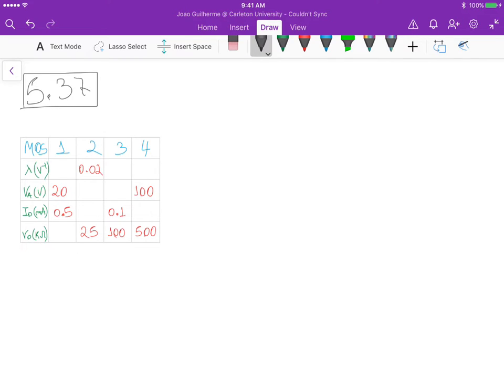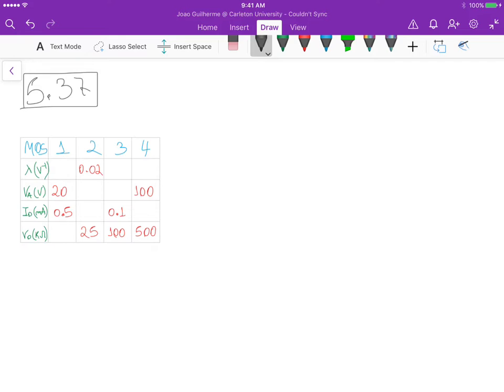For problem 5.37, we have this table with several characteristics for 4 MOS transistors. We know some of the characteristics, and others are missing, and we need to define them based on the parameters that we know for each one. In this case, we want to define lambda, which is the channel modulation parameter, the early voltage, the drain current, and the output resistance.